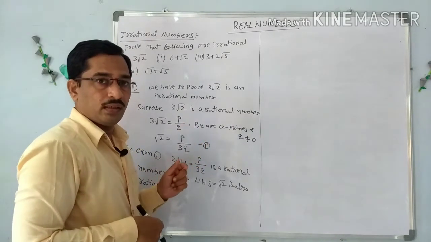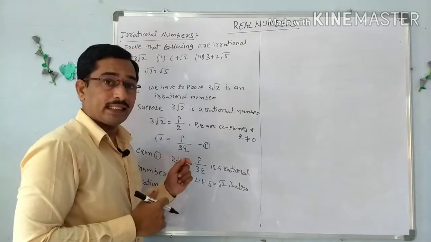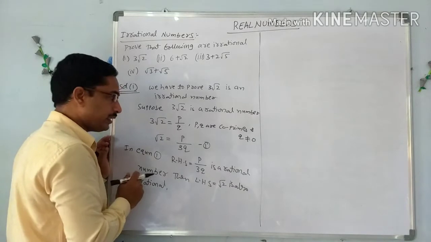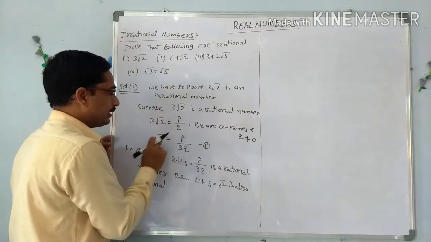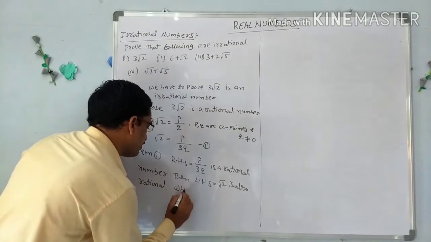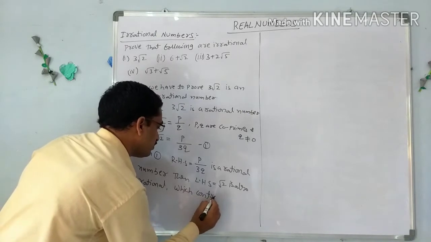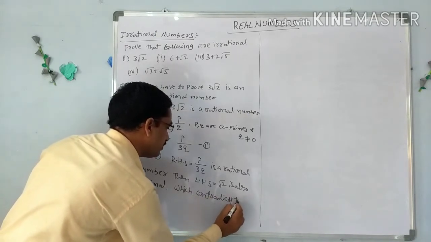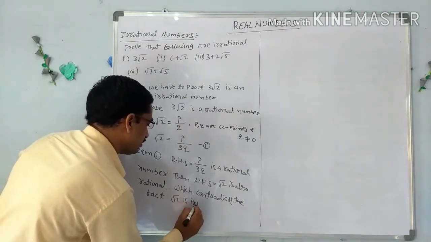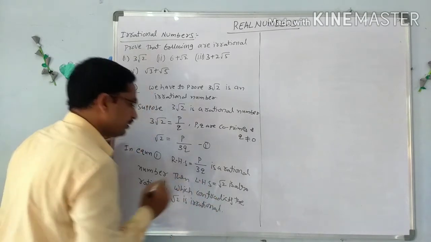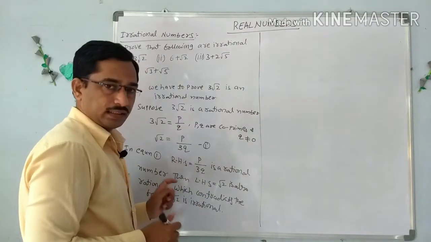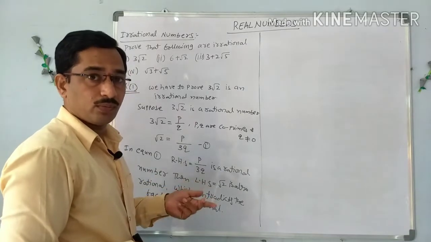In the definition we already said that root 2 is an irrational number, but here we get the contradiction that it is rational. Why rational? Right side quantity is rational, then the left side is also rational. Here we are getting root 2 is rational, which contradicts the fact that root 2 is irrational. What is the fact? Root 2 is irrational. But we are getting here rational. Both are quite opposite statements. Why do we get two opposite statements?